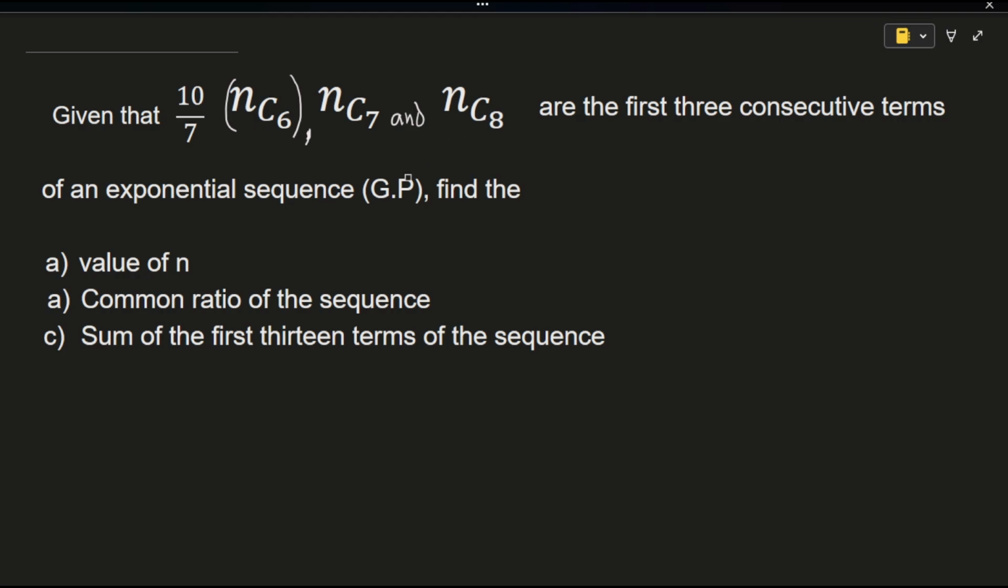Now we have a question on exponential sequence whose terms are expressed in the form n combination r. Now this is our first term, our second term, and our third term. And we are asked to determine the value of n, the common ratio of the sequence, and the sum to the 13th term of the sequence.